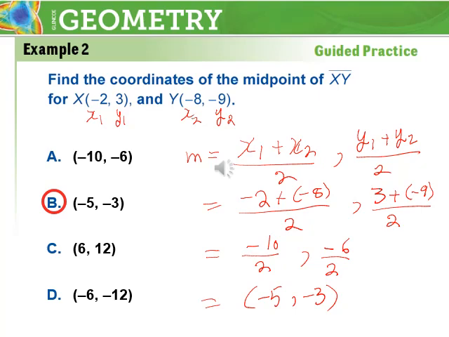x1 plus x2 means -2 plus -8 over 2, which is equal to -10 over 2. That is equal to -5. So the x coordinate of the midpoint is -5. Then the y coordinate of the midpoint is equal to y1 plus y2 over 2. y1 is 3, y2 is -9, so add 3 to -9 divided by 2, which is equal to -6 over 2. That is equal to -3. So the y coordinate of the midpoint is -3. So -5 and -3 is the correct answer.